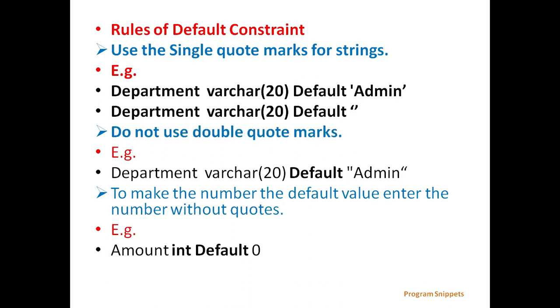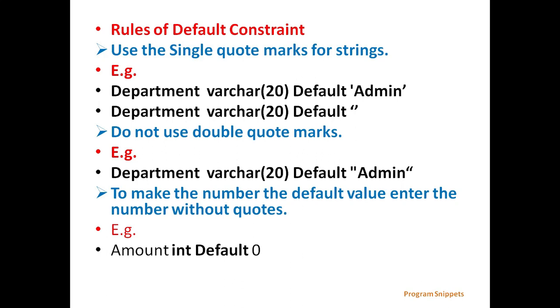Do not use double quote marks for defining a default constraint. For example, department varchar default admin in double quotes will generate an error. To make a number the default value, enter the number without quotes. For example, amount int default 0.